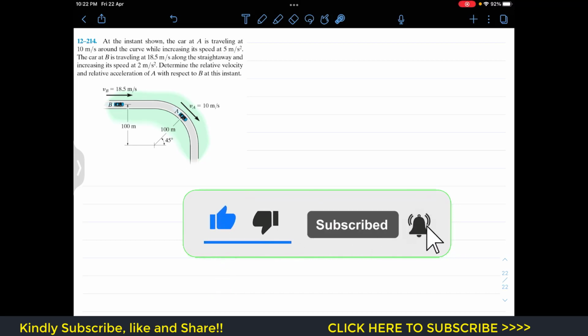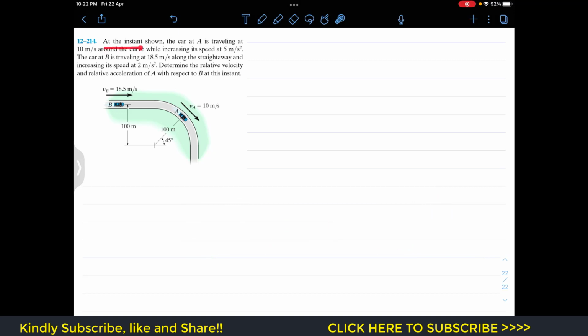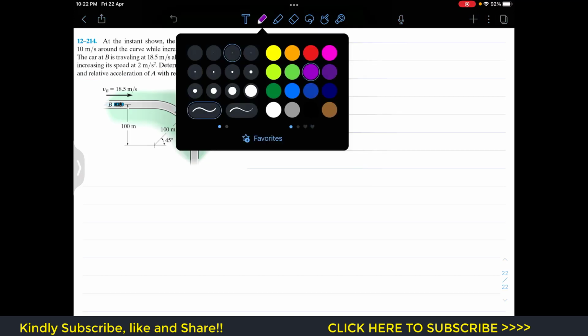Now we are going to solve this problem from chapter 12, Hibbeler Dynamics. The problem says that at the instant shown, the car at A is traveling at 10 meters per second around the corner while increasing its speed at 5 meters per second squared. So this car A is moving with a velocity of 10 meters per second and an acceleration of 5 meters per second squared. The car at B is traveling at 18.5 meters per second along the straightaway and increasing its speed at 2 meters per second squared. Determine the relative velocity and relative acceleration of A with respect to B at this instant.